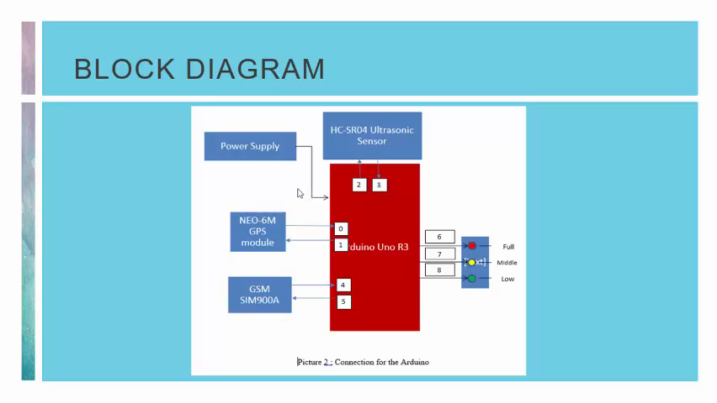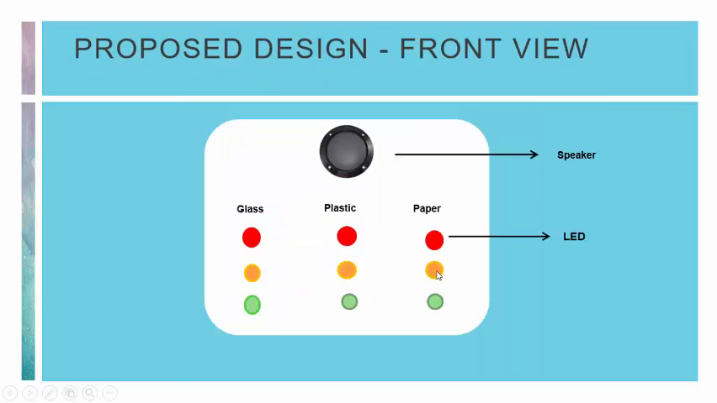First, the power supply VCC, we connect to the 5V. The ultrasonic sensor HC-SR04 is connected to pins 2 and 3, and next the GPS module is connected to pins 0 and 1. Next, the GSM SIM900A is connected to pins 4 and 5, and the red LED we connected to pin 6. The yellow LED we connected to pin 7, and the green LED we connected to pin 8.